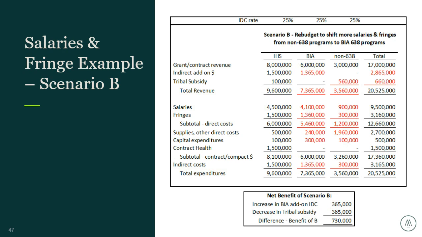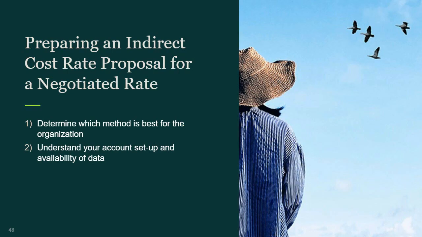So those were a few examples and strategies that organizations can use when they decide to determine which indirect rate would be more beneficial or which direct cost base would be best for the organization. And now I will pass back to Sheila.